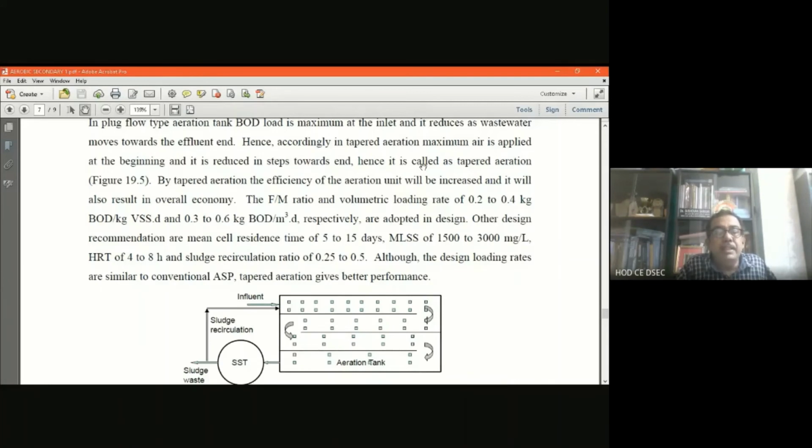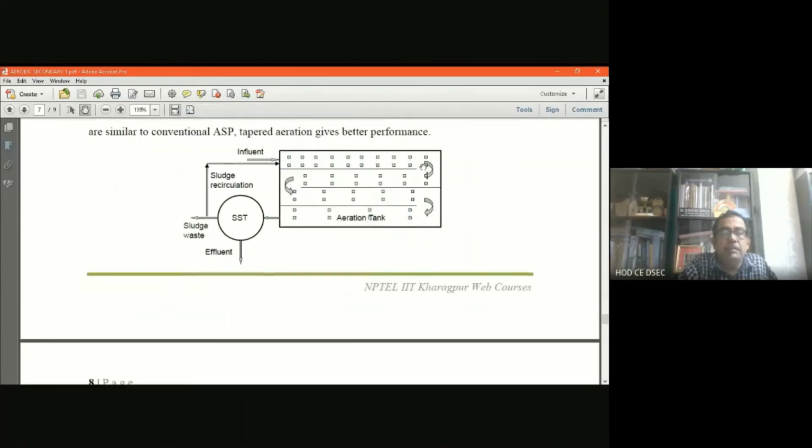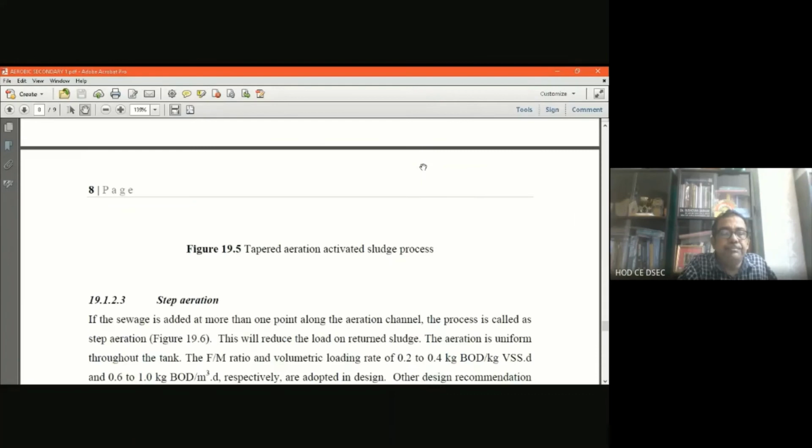Other design recommendations: mean cell residence time 5 to 15 days, MLSS maintained 1500 to 3000, HRT maintained 4 to 8 hours, and the sludge recirculation ratio 0.25 to 0.5. Although the design loading rates are similar to conventional ASP, tapered aeration gives better performance because the aeration has been provided efficiently.